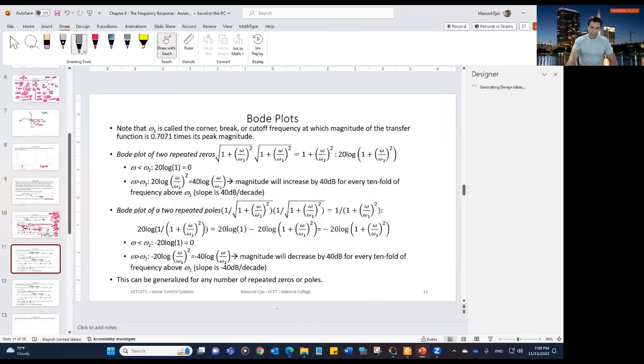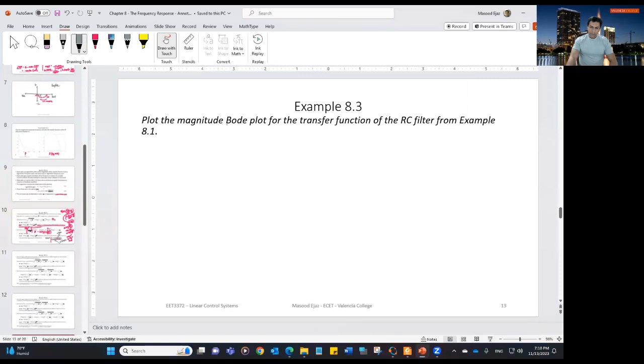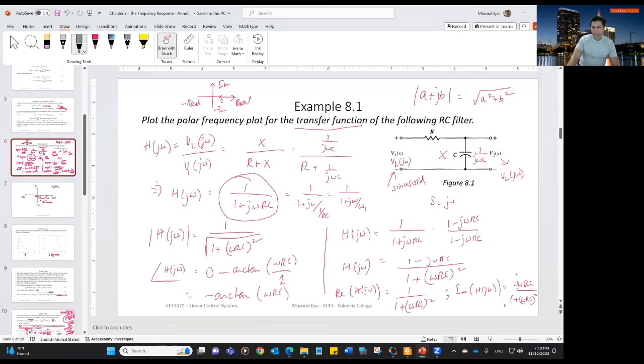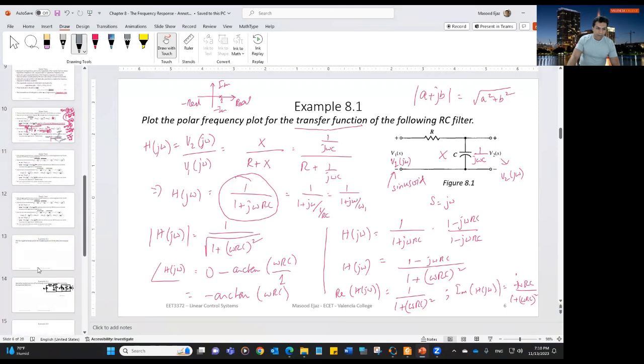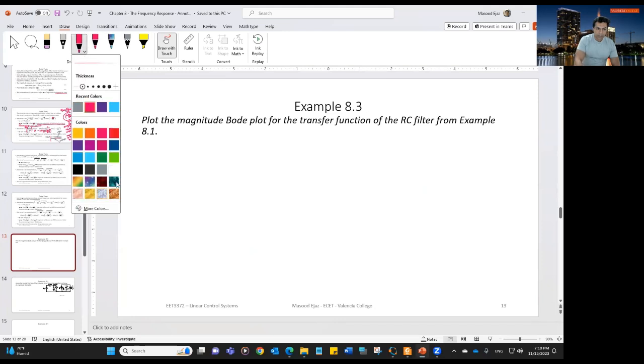Let me see what else we have. All right. So if you have repeated roots, let me maybe do an example and come back to this. Plot the magnitude Bode plot for the transfer function of the RC filter from example 8.1. Okay, so let's go ahead and do this first. So Bode plot of this function right here, H of j omega equals 1 over 1 plus j omega RC. Then we're going to go back to the repeated roots.